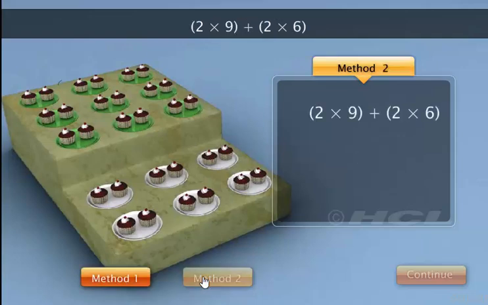We need to find the number of cupcakes in the 9 green plates and the number of cupcakes in the 6 white plates. Then we find the total number of cupcakes. There are 18 cupcakes in the green plates and 12 cupcakes in the white plates. Hence, there are 30 cupcakes in all.